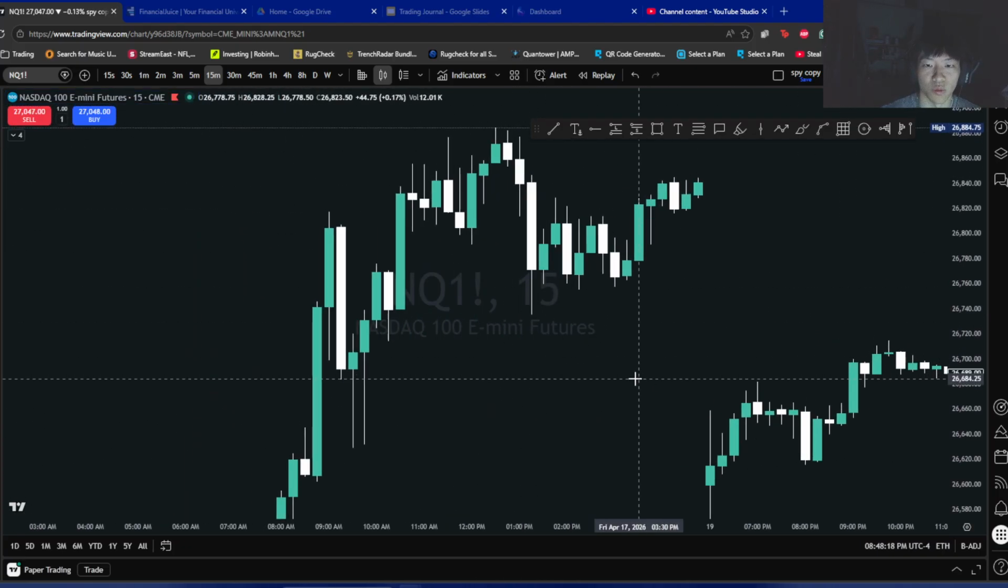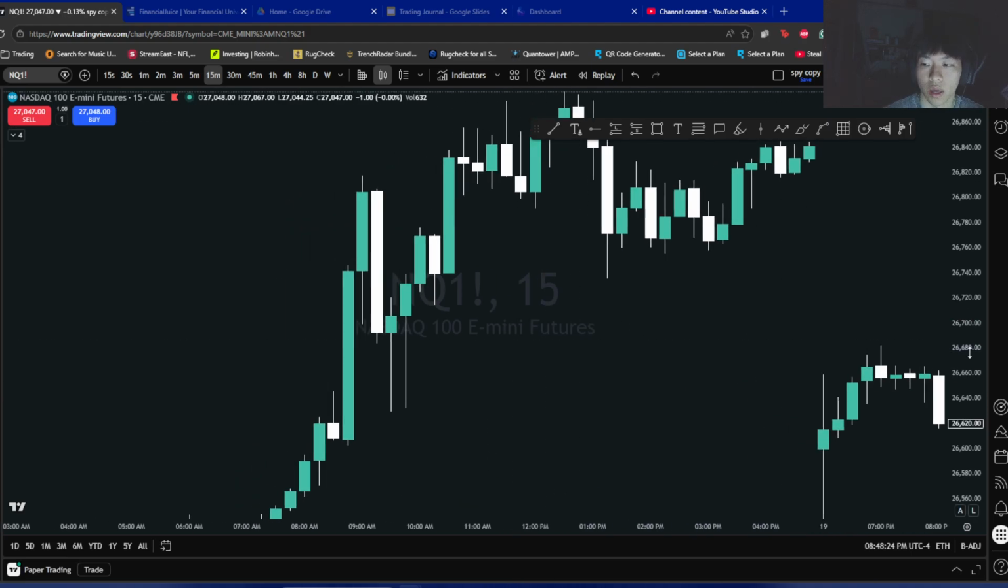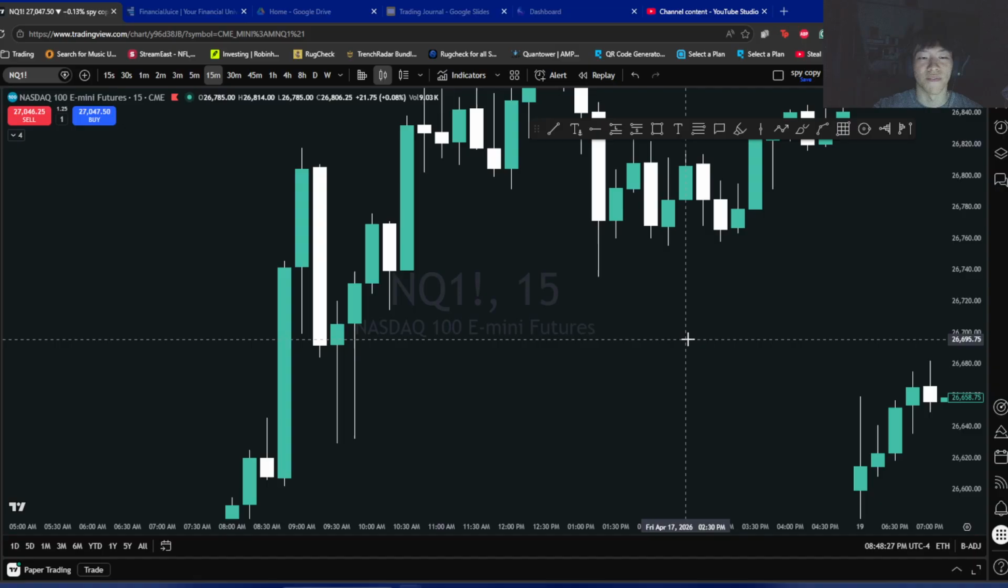Now, how can we use this to our advantage? CRTs can happen within fair value gaps, higher highs, lows, high lows, sweeps, okay? We can use this to our advantage to confirm whether or not a confluence is strong.